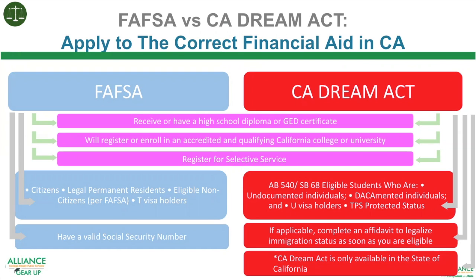The differences are, for FAFSA, you have to be a citizen, legal permanent resident, or eligible non-citizen, or have a visa. You also have to have a valid Social Security number. For the California DREAM Act, it's a little different. You have to be an AB 540 or SB 68 eligible student, undocumented student, or documented student. You also qualify if you're a visa holder or if you have a protected status.